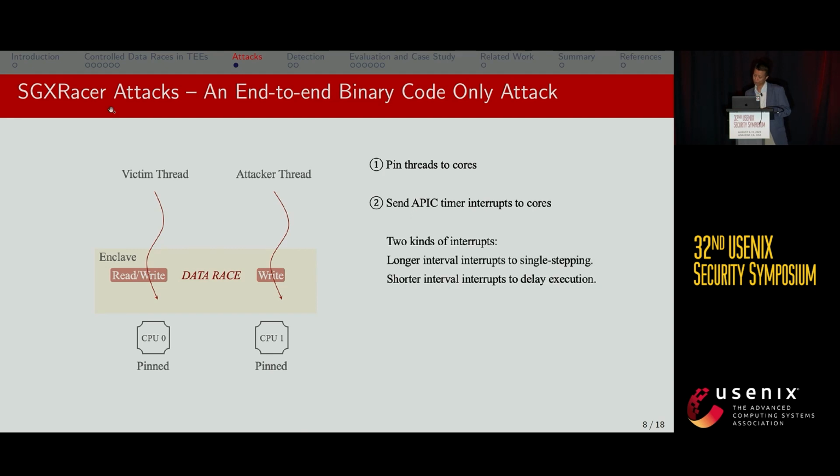So we have two kinds of interruptions. One is a longer interval interruption, which makes single steps. That means we observe where the program is. And the second one is a shorter interval interrupt, with which we can stop the thread execution. When both threads reach the racing point, we send the shorter interval interrupt to stop them from further execution, and then they have a data race.